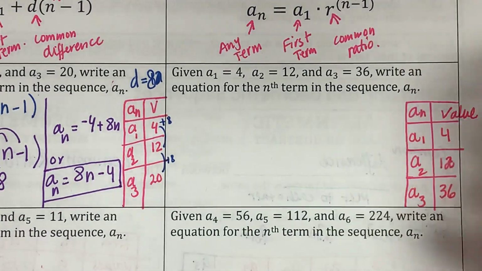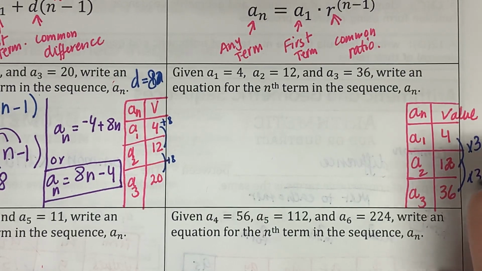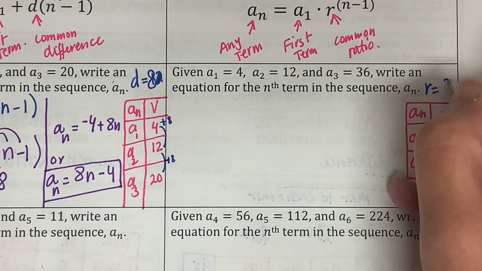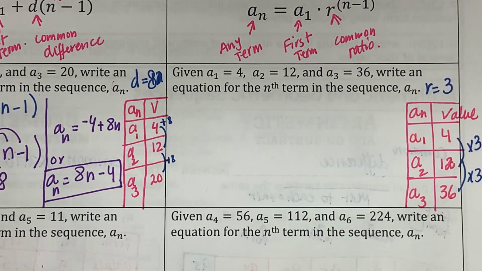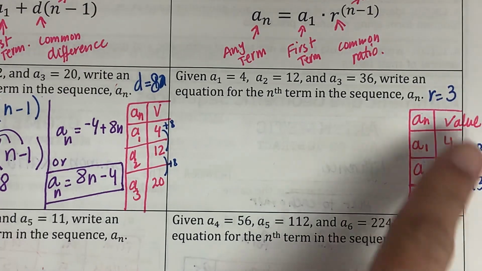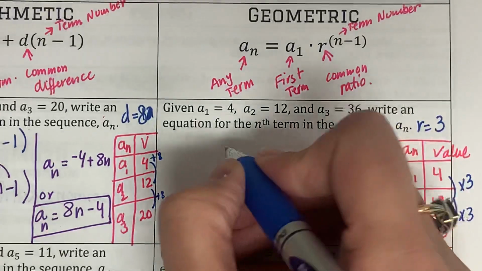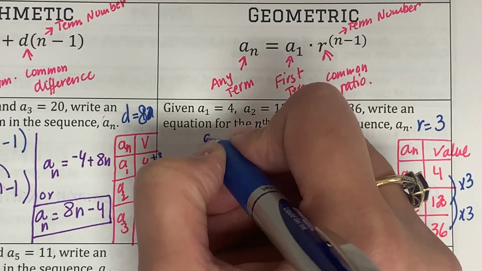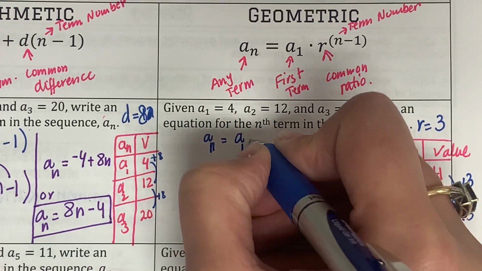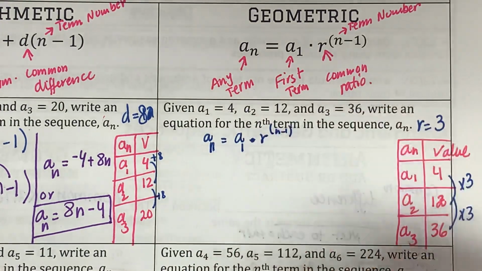By looking at the pattern, I know this time I'm not adding. It is multiplied by 3, multiplied by 3. So R is 3. This time you do not have a D. It's a geometric sequence, so it has to have an R, which is 3. All right, let's copy the formula from the top. a_n equals A1 multiplied by R to the power of n minus 1.